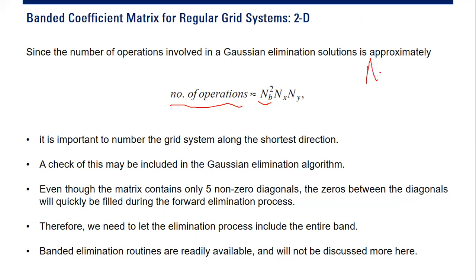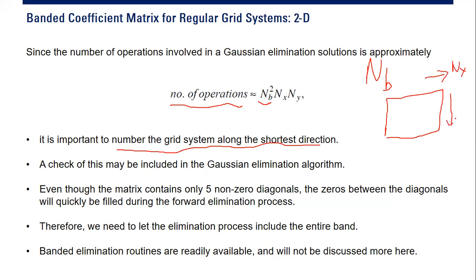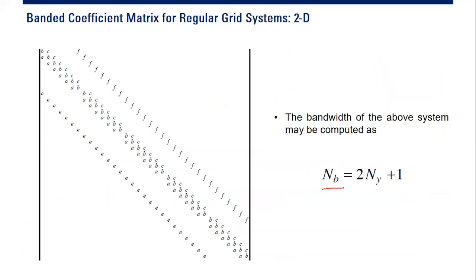So we want to decrease the NB if we can. And we can do that by doing the numbering along the shortest direction. So if you have, like, this is the grid system, okay, and you go there, you have NX, you go down, you have NY, okay? And how about the numbering system? You number the grid system along the shortest direction, okay? Let's say we can calculate NB, 2 multiplied by NY plus 1. But you can also have NB 2NX plus 1. So you choose the numbering in such a way that you will have NB becomes smaller.